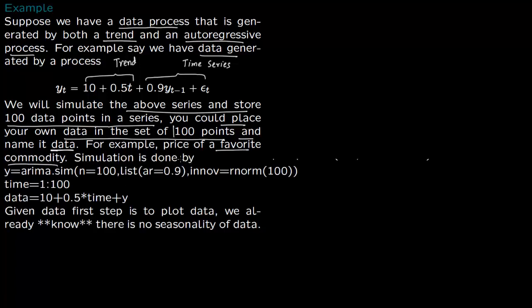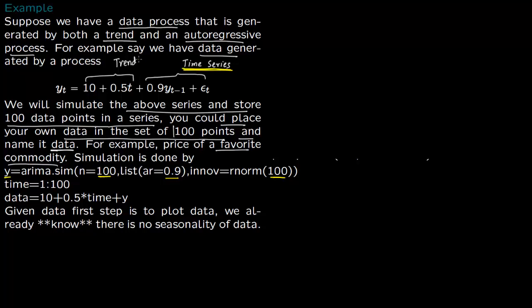So the simulation is done in two parts. This is the time series simulation part. So the first part is this. This part is done right here. So you have 100 data points coming for this time series part from here. So this is where the 0.9 comes in.